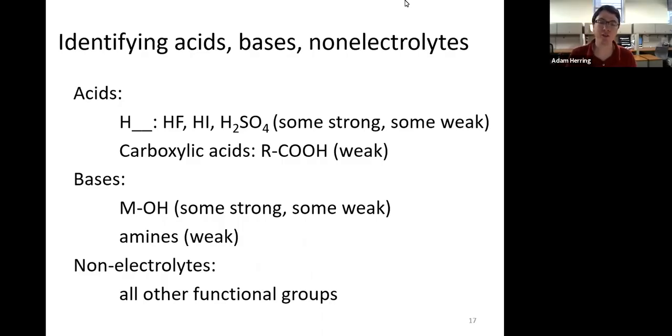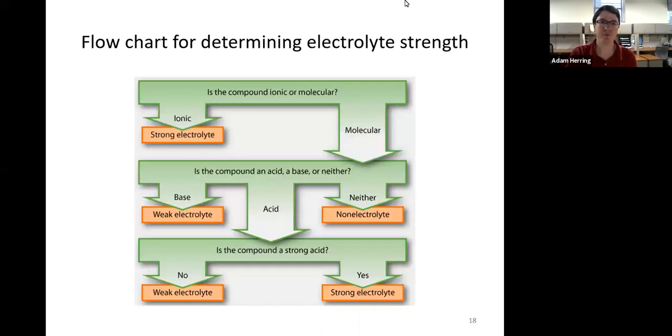For the bases, there are 2 types of bases, just as there are 2 types of acids. There are the bases that involve metal hydroxides. Some of those are strong, and some of those are weak. And then our amines, and all of those are weak. And then again, for our non-electrolytes, these include all other functional groups. There's a flow chart that you can find in the ebook that's very useful for determining whether a substance is a strong or weak electrolyte.